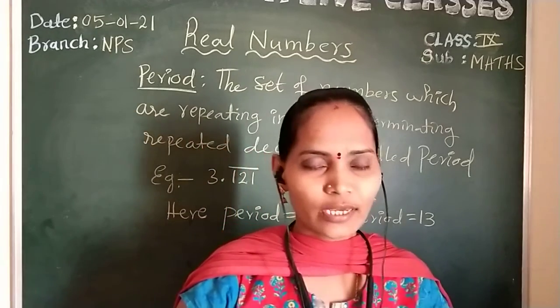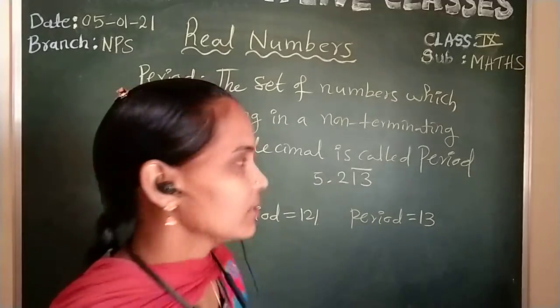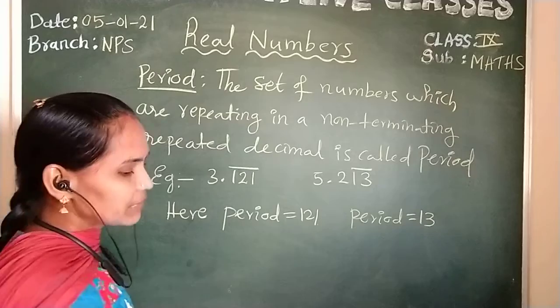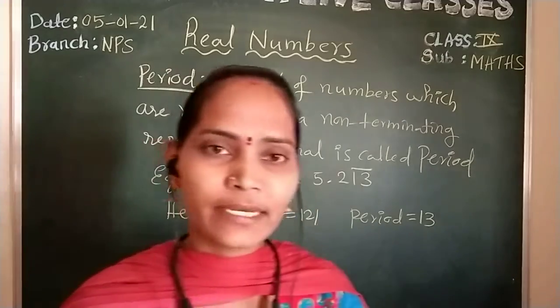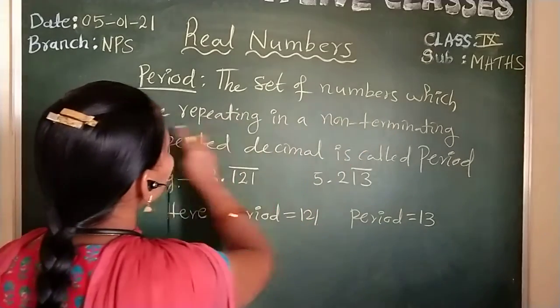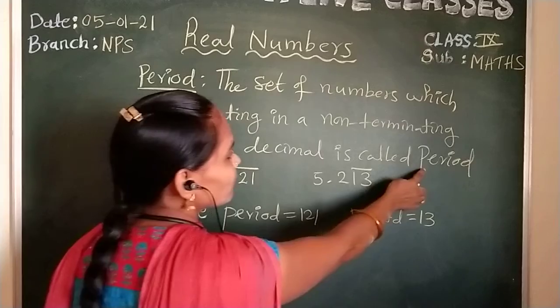Today I am going to explain real numbers, ninth maths. First chapter is real numbers. In that I am going to explain what is period and what is periodicity. See, period: the set of numbers which are repeating in a non-terminating repeated decimal is called period.